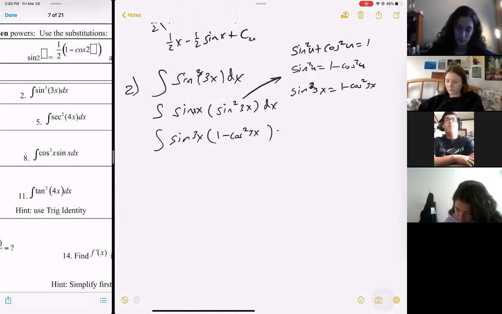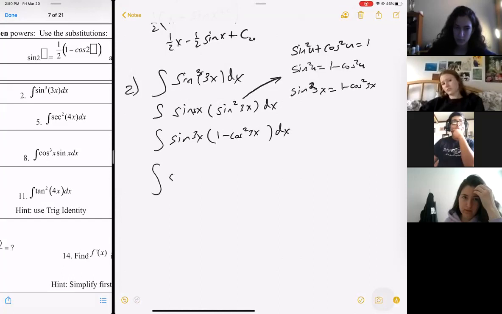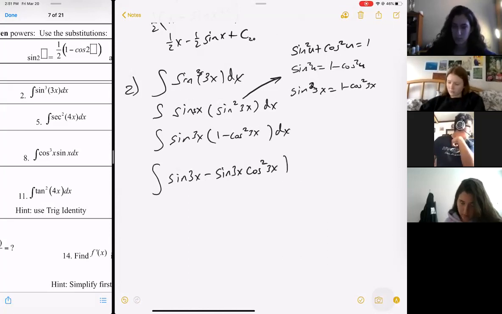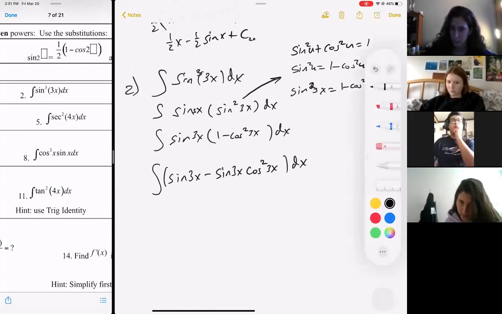You might say, Mr. Ko, this looks a lot more messy. And why are we doing this? It's because when I distribute, you'll notice something, maybe. I multiply sine 3x to the front and the back, the 1 and the cosine. Do you know what the integral of sine is? We do. We can take the integral of sine.